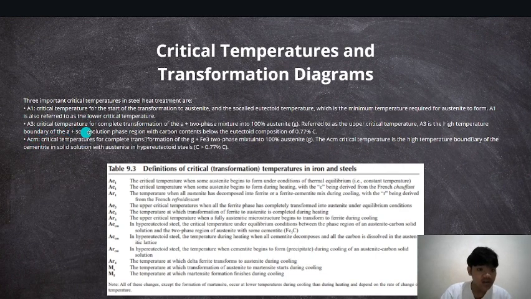A3, the critical temperature for complete transformation of the alpha plus gamma phase mixture into 100% austenite or gamma, referred to as the upper critical temperature. A3 is the high temperature boundary of the alpha plus gamma solid solution phase region with carbon contents below the eutectoid composition of 0.77% C.